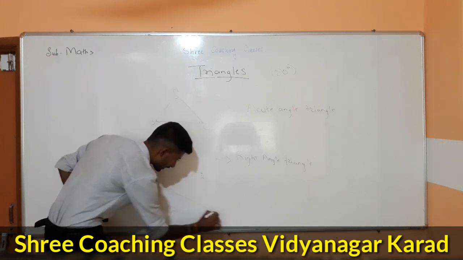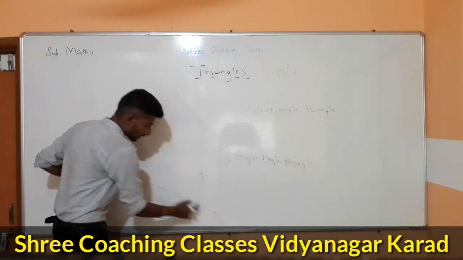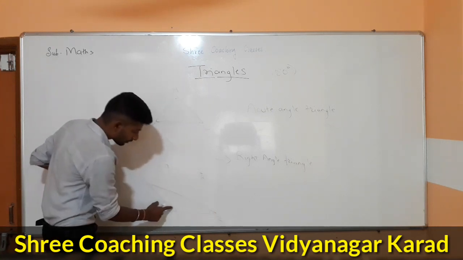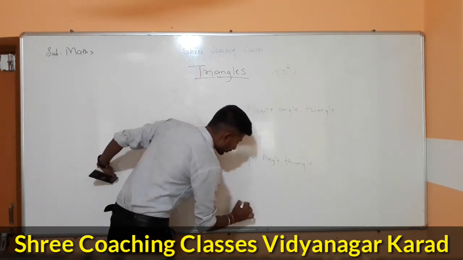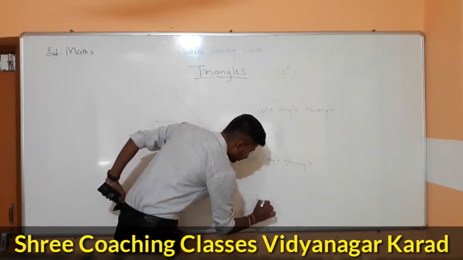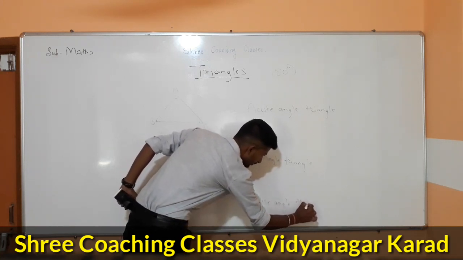x, y and z. Okay, what are these two angles? These ones are acute angles, but one of these angles is an obtuse angle. Therefore, we call it an obtuse angle triangle.